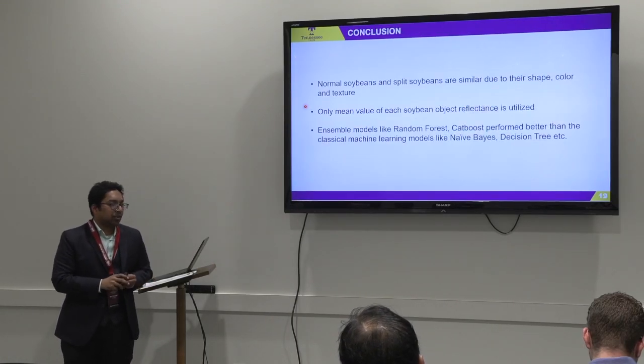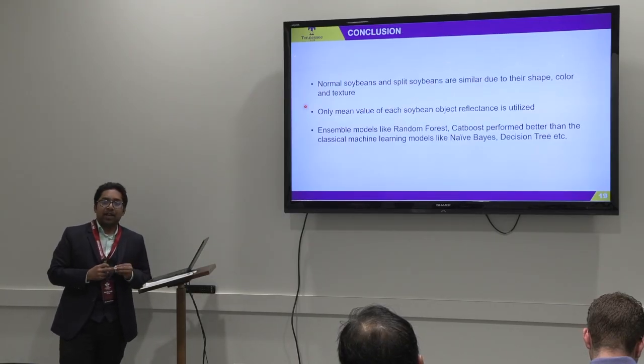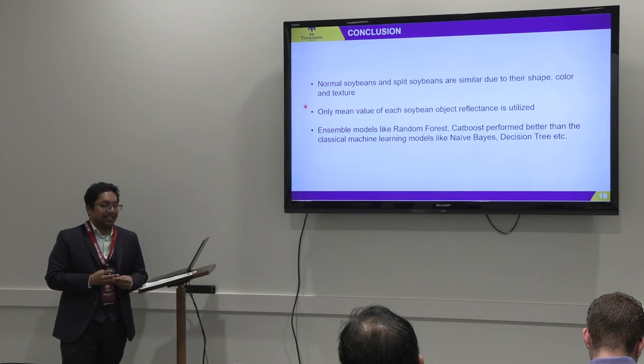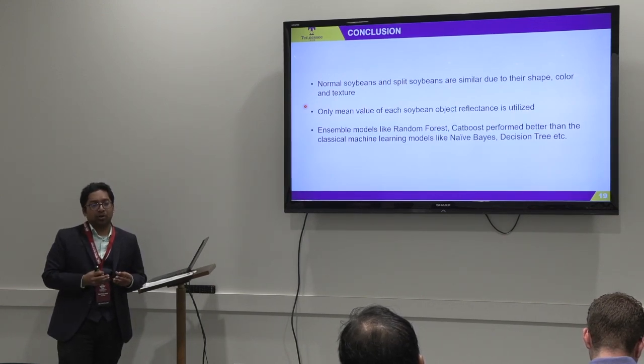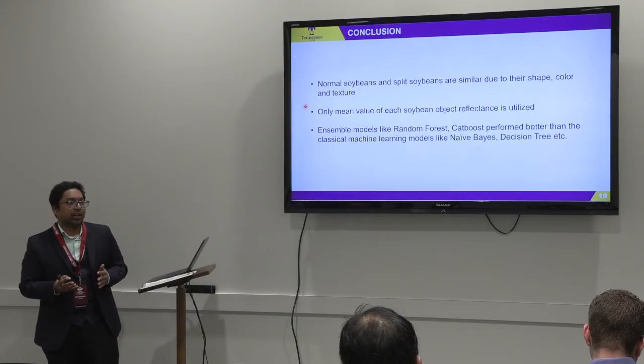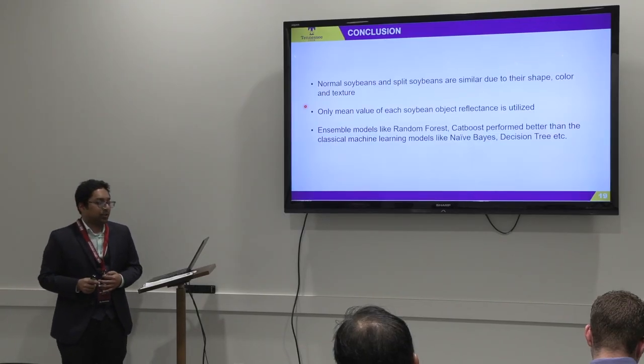So in conclusion, we can say that though the normal soybean and split soybean look very similar in terms of color, texture, and shape, their reflectance value, or you can say the spectral information, is different. That is why we can use hyperspectral imaging for differentiating the normal beans and split soybeans.